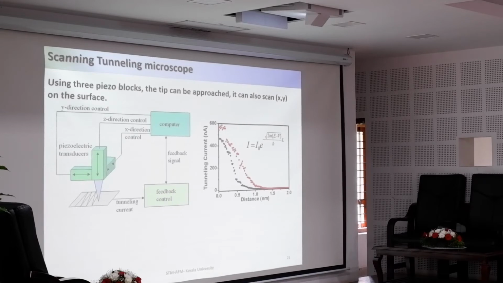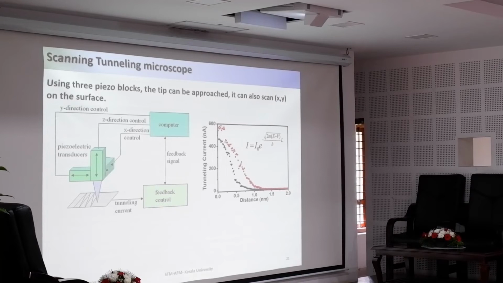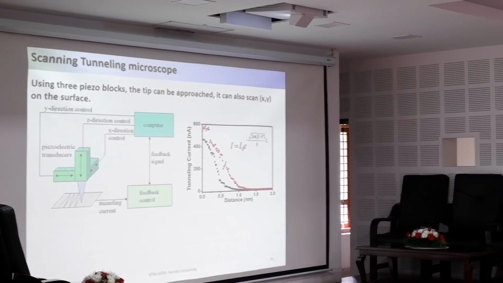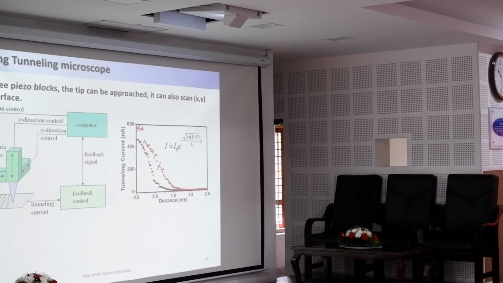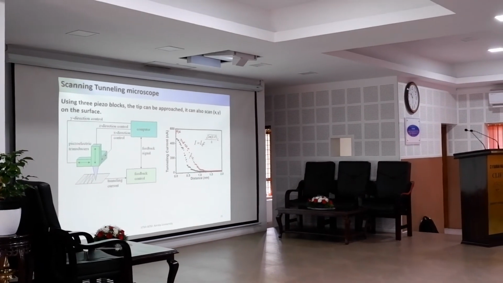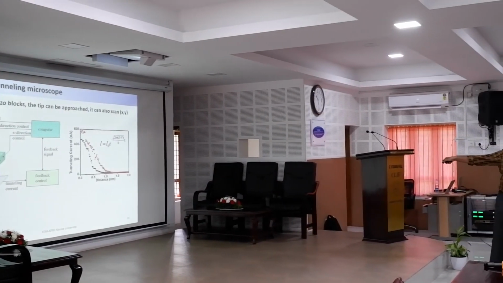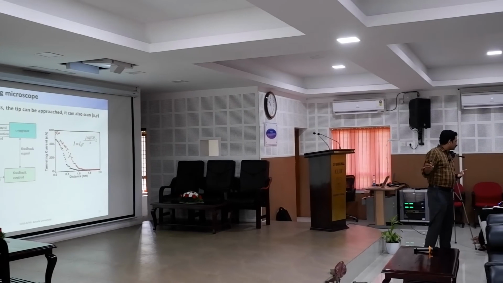So you see, I'm coming from this. Initially the distance is large, but as I come closer and closer, the current goes up almost exponentially. It's not a very good exponential, but almost. So I can stop anywhere at 1 nanometer or 0.5 nanometer and start measuring, because now I am getting tunneling current.